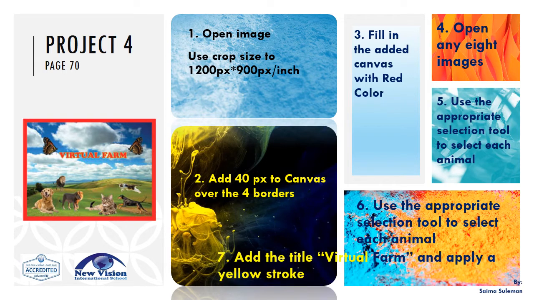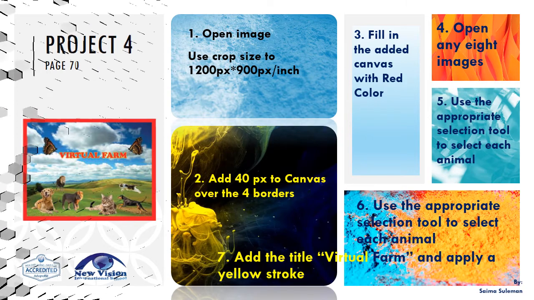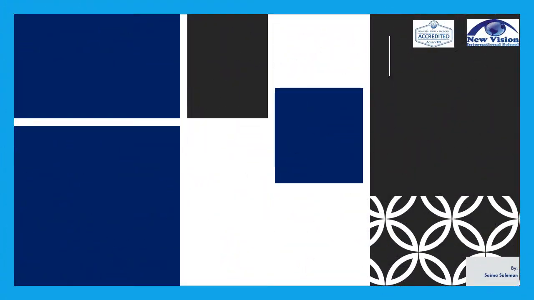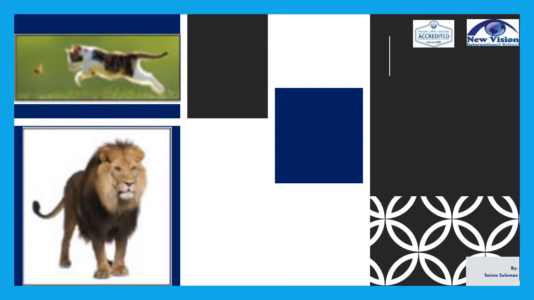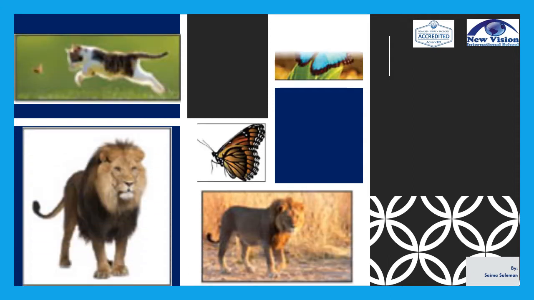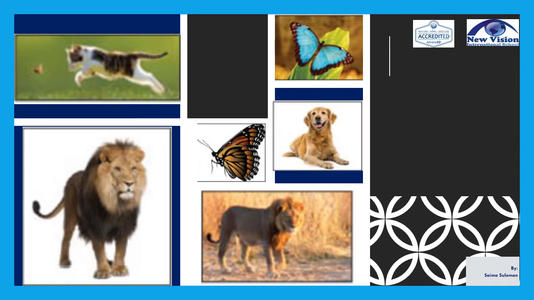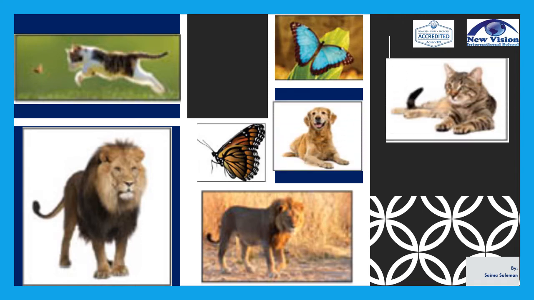And at the last, what you have to do is add the title virtual form and apply a yellow stroke to it. Whole project. Now these are 8 pictures which I have used from your book, but you can use any picture from your drive.